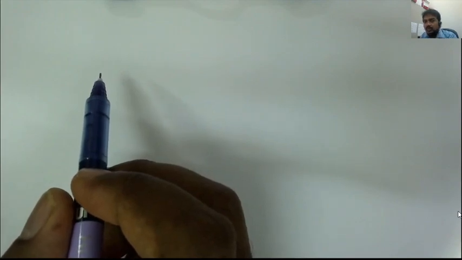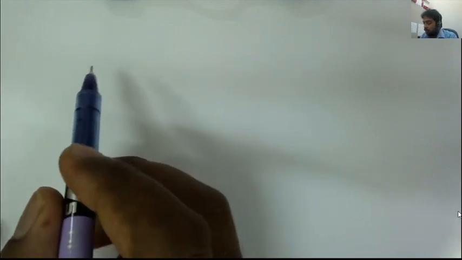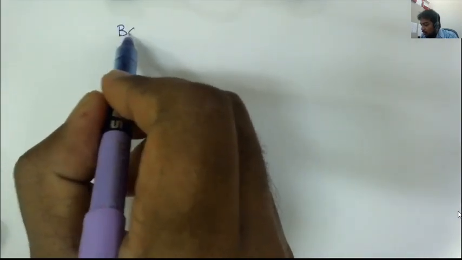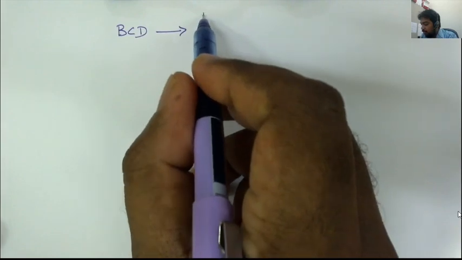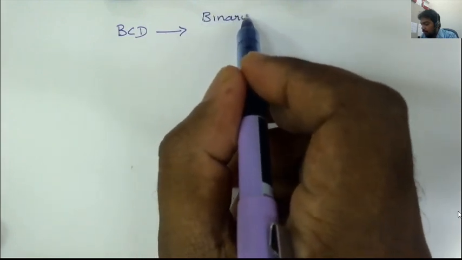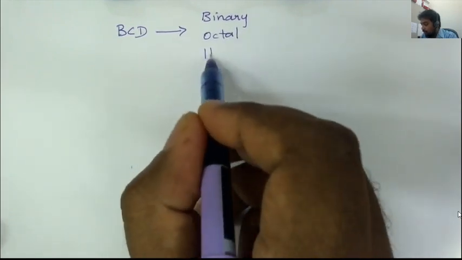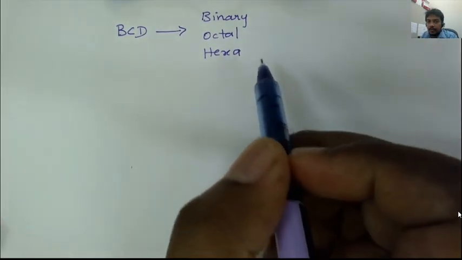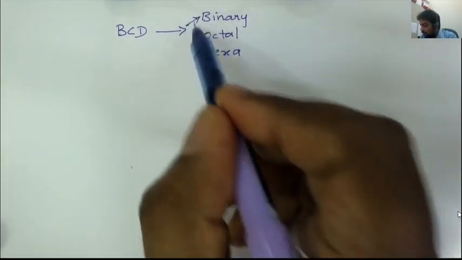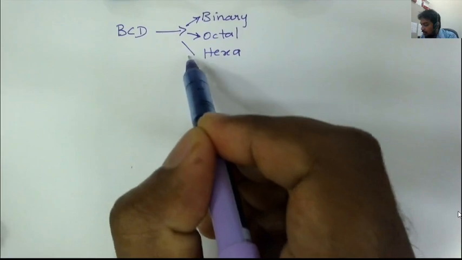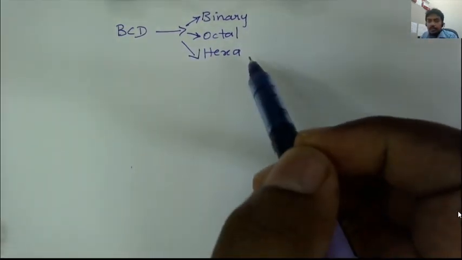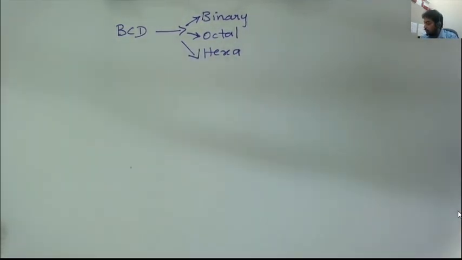Dear students, in this video I am going to explain to you how you can convert the BCD number system to other number systems, that is binary, octal and hexa. So how to convert BCD to binary, how to convert BCD to octal, and how to convert BCD to hexa. These three conversions we are going to see today.